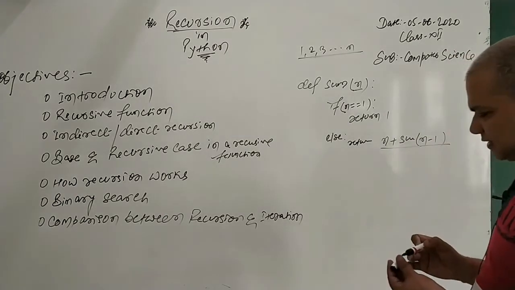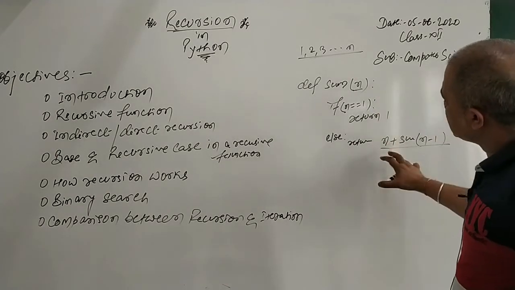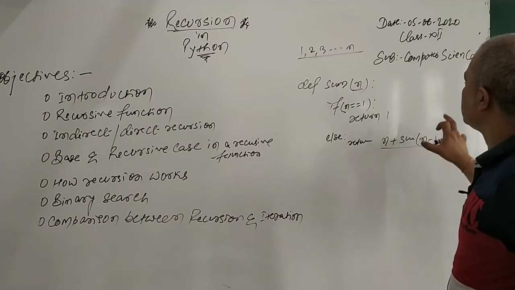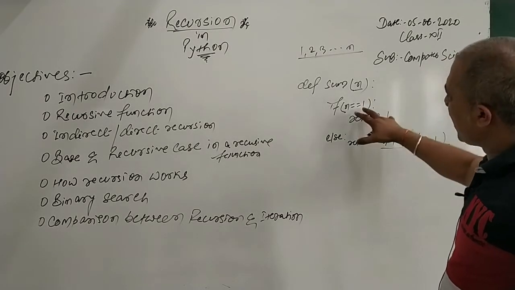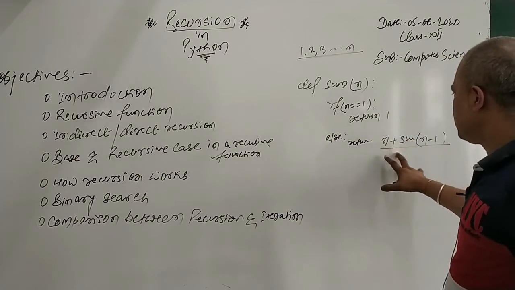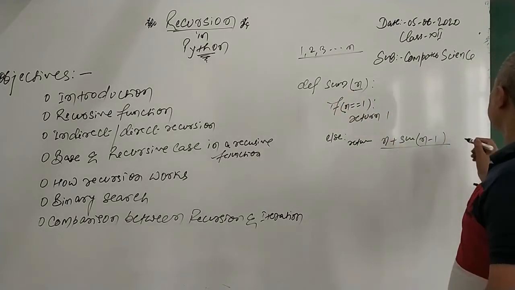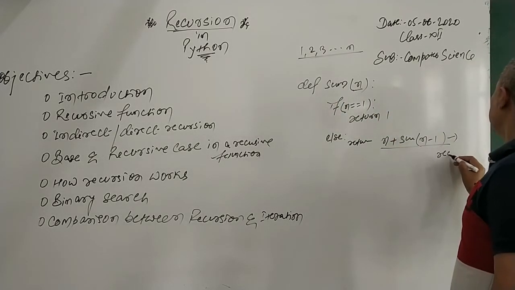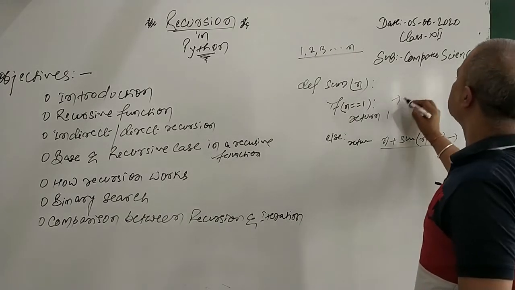Why is it so? Because if n is 5, the summation will be 5 plus 4 plus 3 plus 2 plus 1. Here I am taking n, that is if n is greater than 1, and in the case of 5 it is greater than 1, so it will jump to this, and 5 plus, then I am calling the sum function. It is the recursive case, and this is the base case.